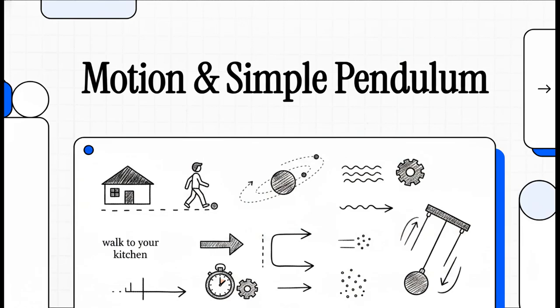Have you ever actually stopped and just watched things move? Like really paid attention to it? From just walking into your kitchen all the way up to the planets orbiting in space. Literally everything is in a constant state of motion. But how do we actually pin that down and measure it? How do we quantify reality itself?